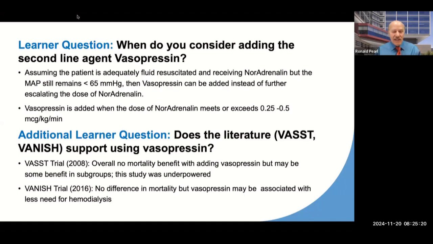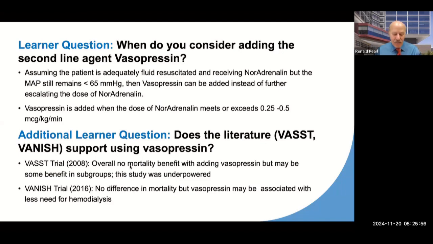And so the Surviving Sepsis Campaign guidelines recommendation is that for adults with septic shock on norepinephrine with inadequate MAP levels, we suggest adding vasopressin instead of escalating the dose of norepinephrine. The question is when to do it, and in general, most people do it when you get to between 1/4 and 1/2 of a microgram per kilogram per minute of noradrenaline.